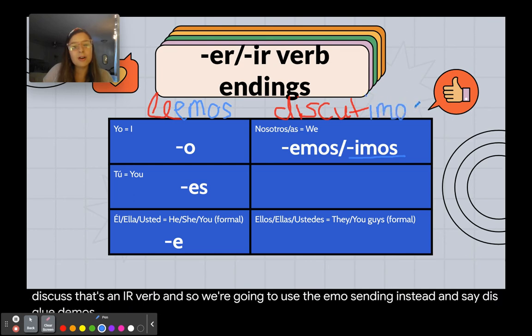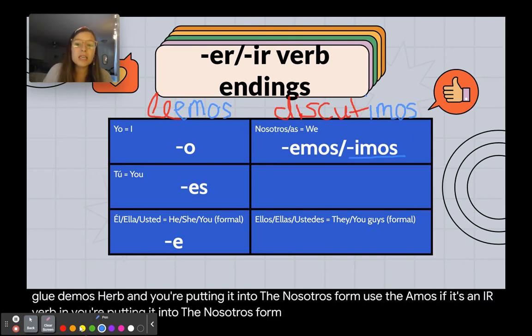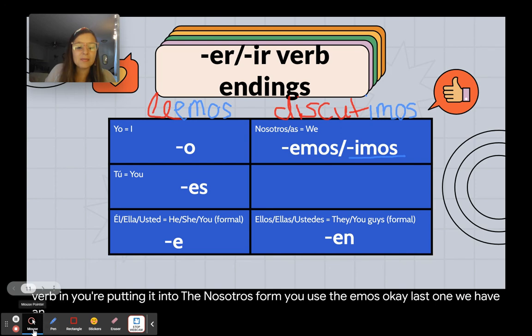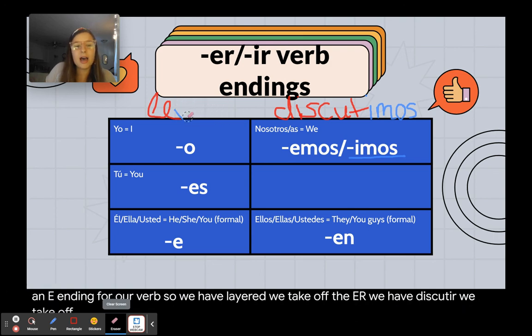So if it's an ER verb and you're putting it into the nosotros form, you use the emos. If it's an IR verb and you're putting it into the nosotros form, you use the imos. Okay, last one, we have an EN ending for our verb. So we have leer, we take off the ER, we have discutir, we take off the IR.